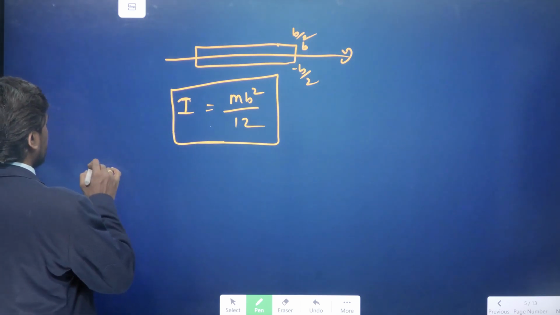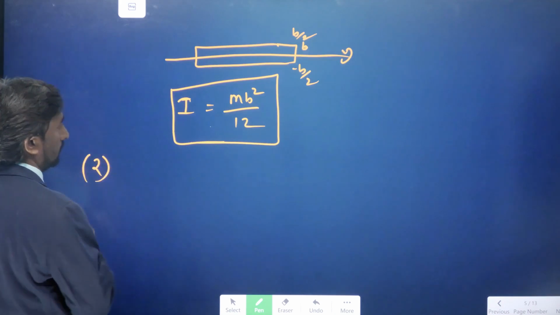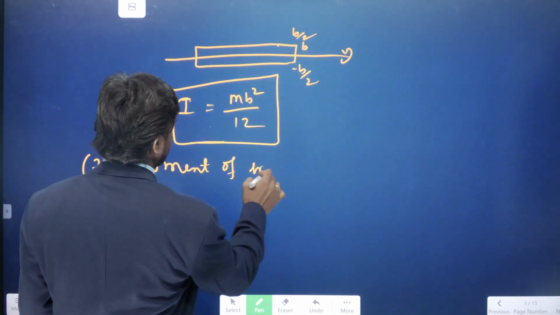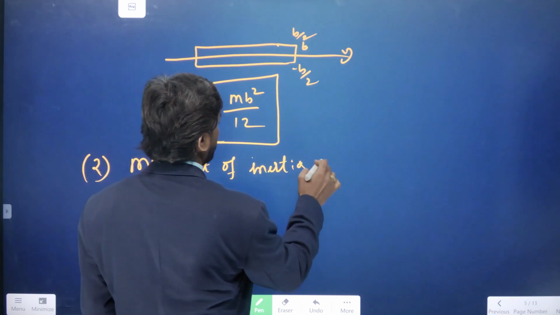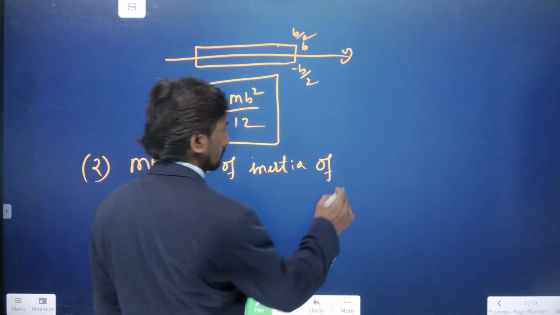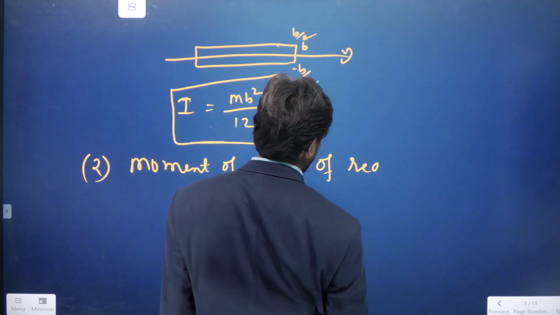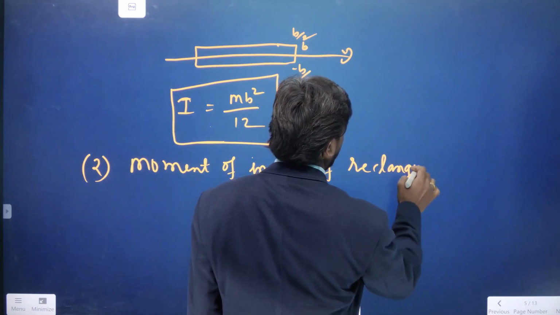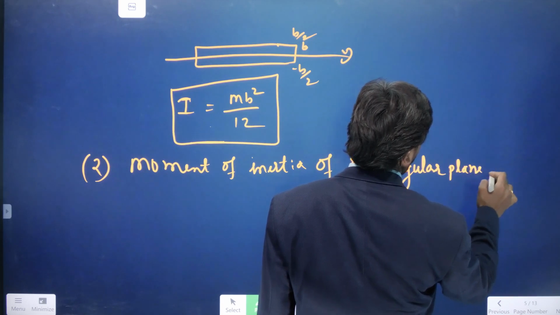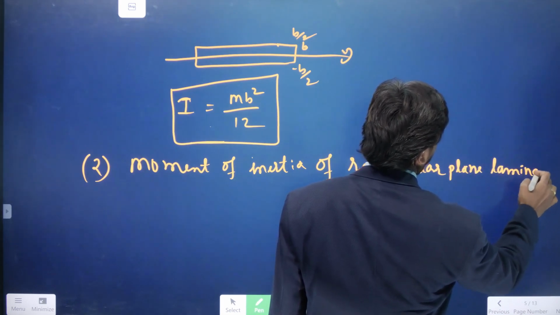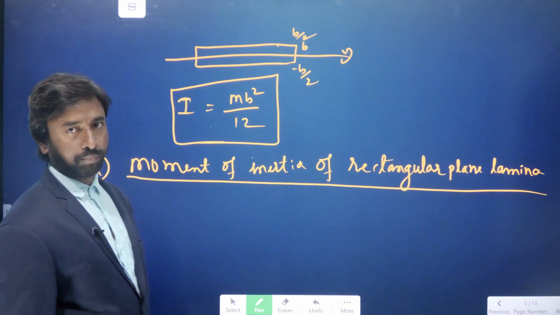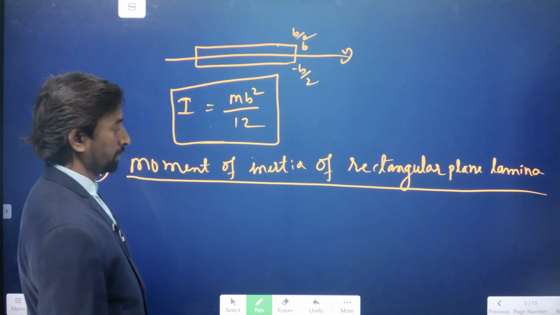Next, the second case we can write here: moment of inertia of a rectangular plane lamina, plane surface or plane lamina, about the line passing through the center, perpendicular to its plane.